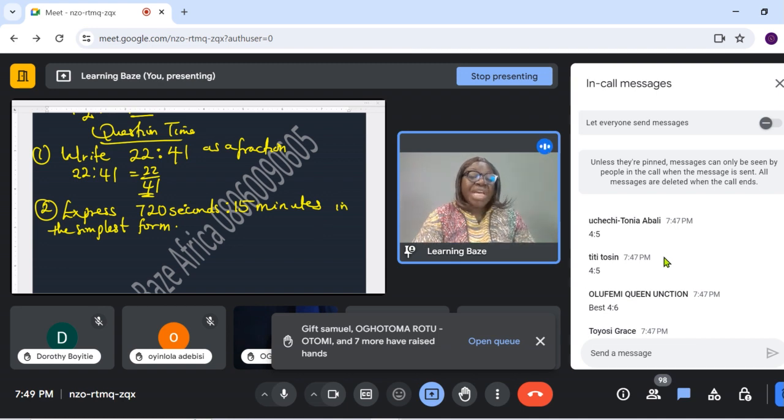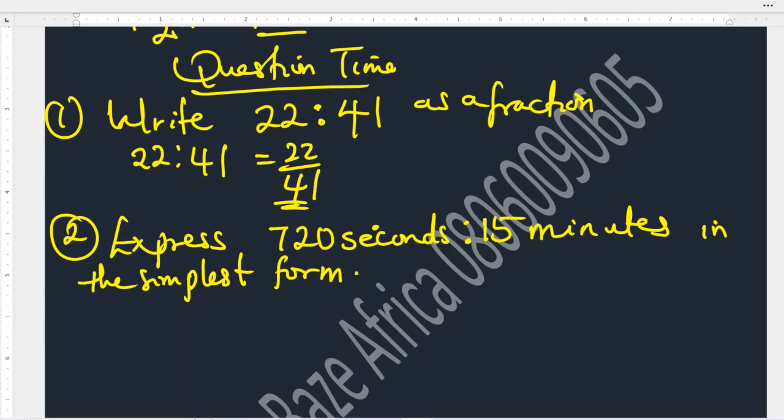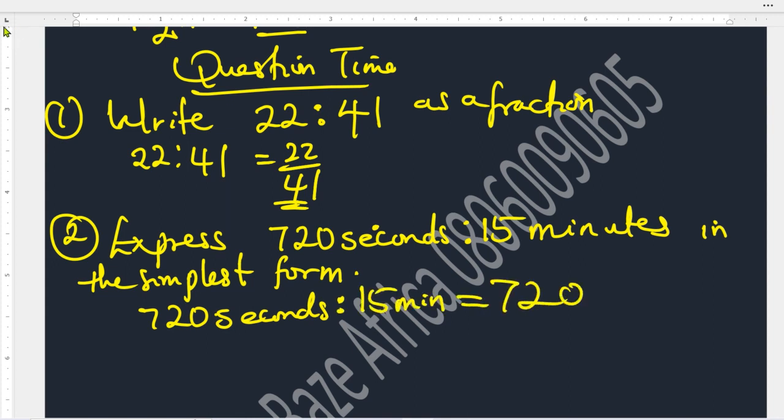Uchechi, okay, so if you typed ratio 4:5 as your answer, give yourself 5 stars. So let's do it together. Ratio 720 seconds is to 15 minutes. So we write it as a fraction, 720 seconds over 15 minutes.